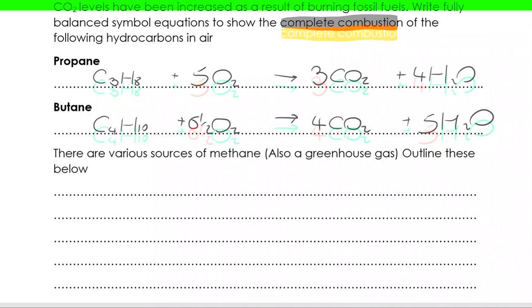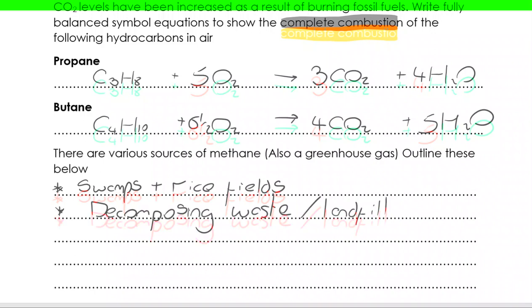What are the key sources of methane that pump methane into the atmosphere, contributing to global warming? Swamps and rice fields, that's one. You get huge amounts of methane from them. You also get it from decomposing waste. Now, as human population has grown, there's a lot more waste now. We put a lot of waste into landfill, so landfill becomes a source for methane.